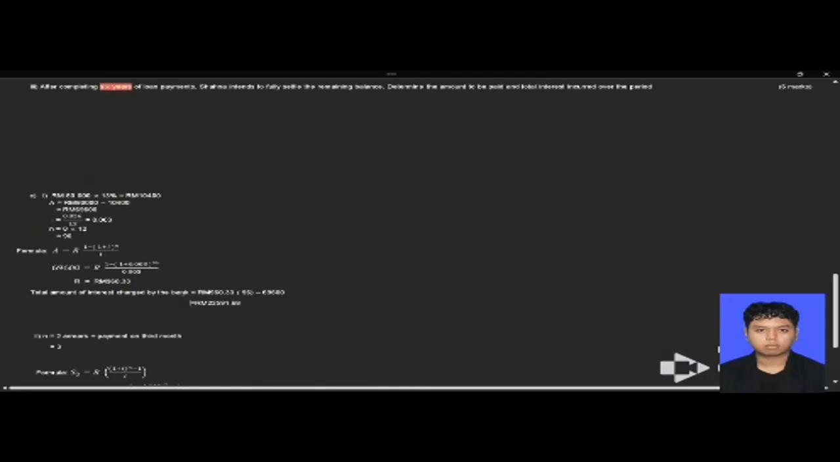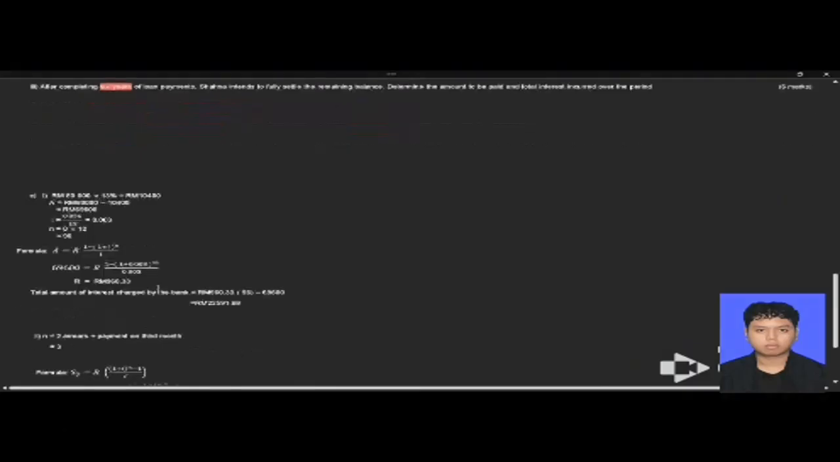The total amount of interest charged by the bank is 22,591 ringgit and 68 cents. For the second question, we have to find the 2 delayed monthly payments and the payment on the 3rd month. To do that, we have to add all of that and use this formula to get our answer, which is 2,889 and 64 cents.